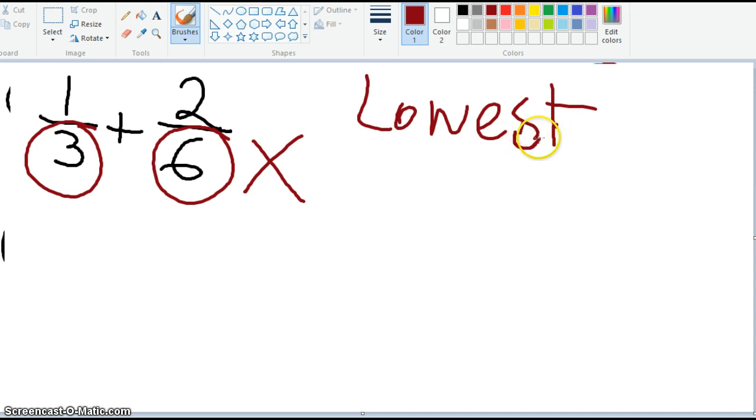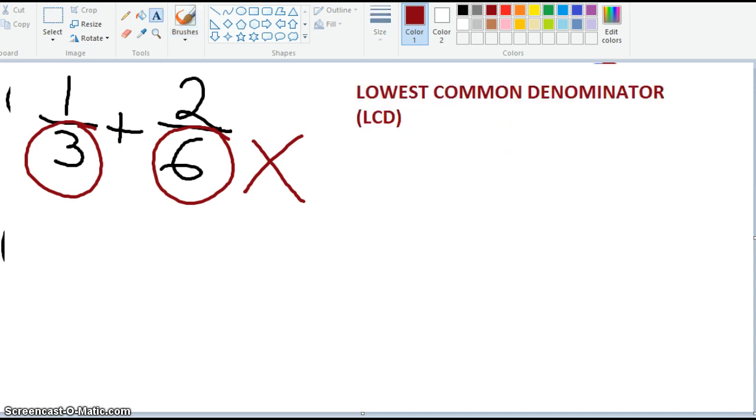Okay, you know what, let's do this. Let's put the actual text here, which is when you have two fractions that do not have the same denominators, we must find what is called the lowest common denominator. And that is the lowest common number that is common between my two denominators.